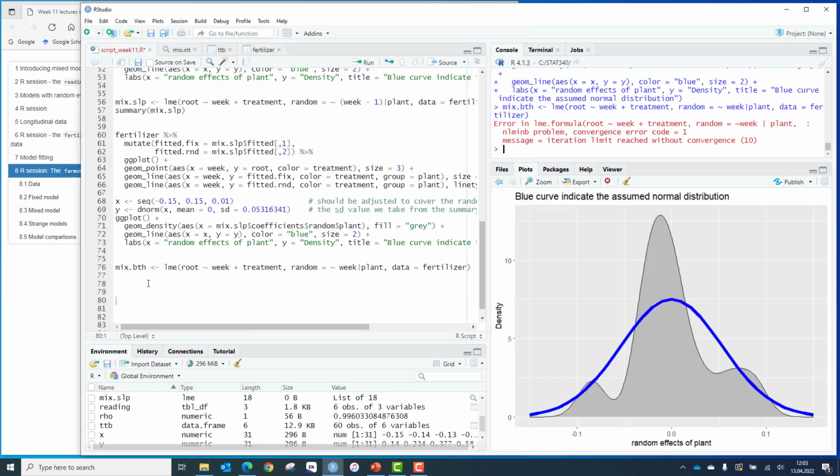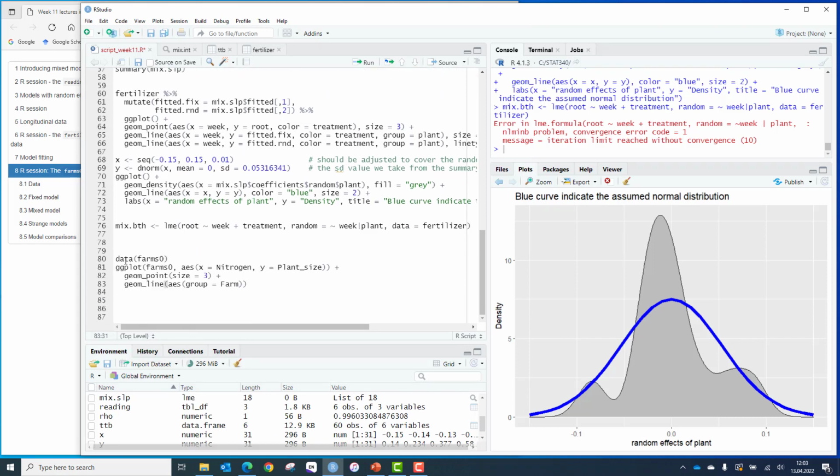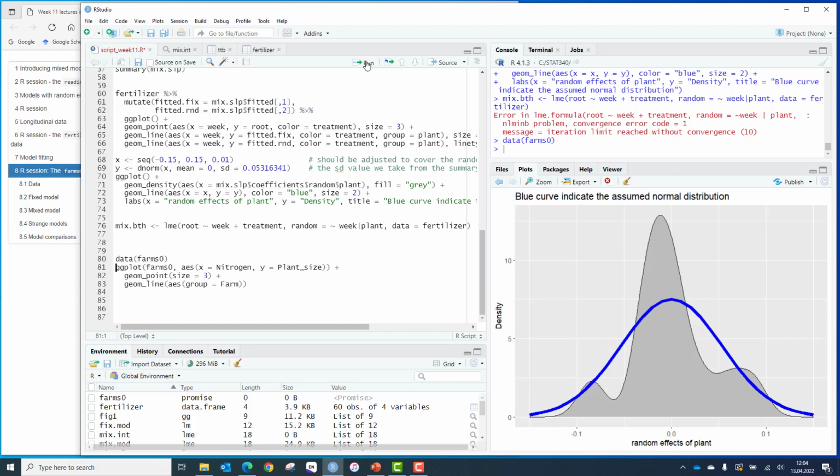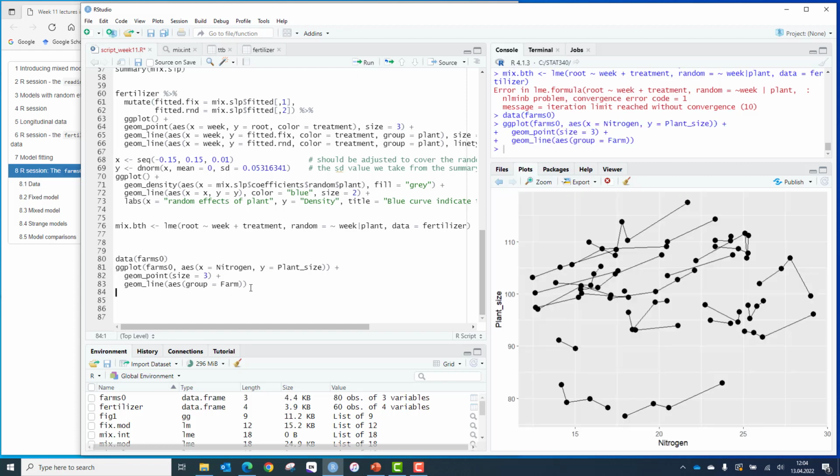So let's load the data set and do some plotting right away, right? Load the data and plot it here. And notice how I plotted now. I plot X as nitrogen and Y as plant size, right? Because these are the two variables we are most interested in. Is there an effect of nitrogen on plant size, right? This is the response.